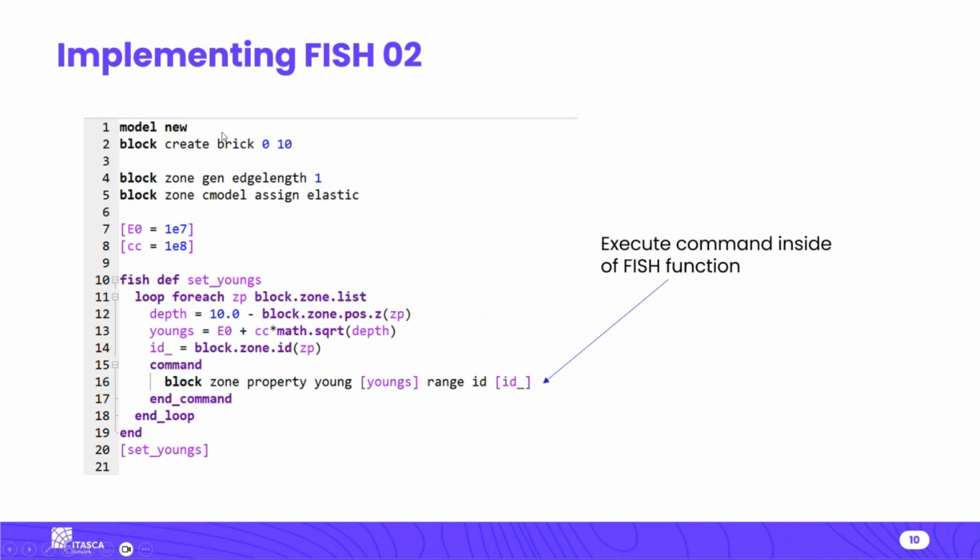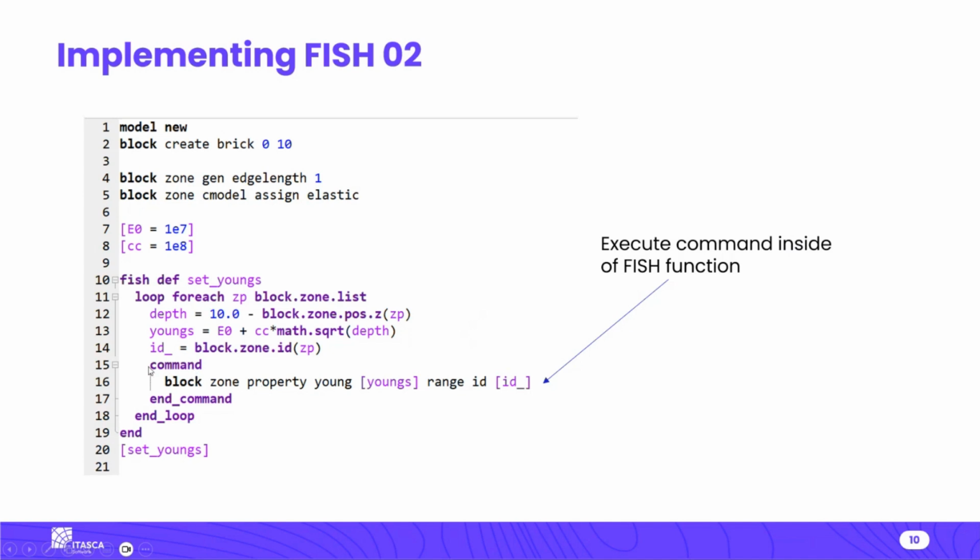Here's a slightly more complicated example. Let's again pretend we made a simple model. We set the zones to be elastic. We've defined two variables here, a Young's modulus 0 and some constant. Here I've got a function, fish define set Young. What it's going to do, we'll talk about this in more detail later, is loop through all the zones. It's going to do some sort of calculation. It's going to set the Young's modulus.